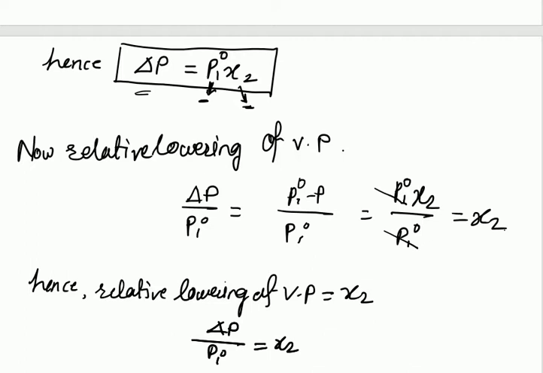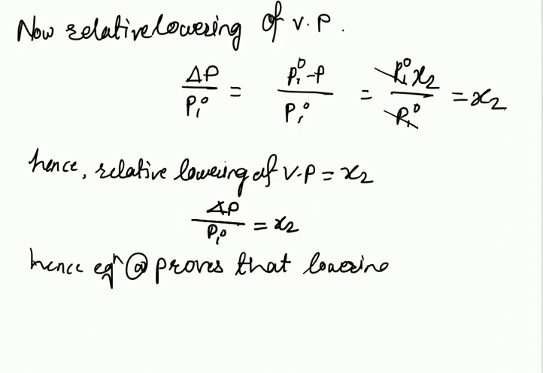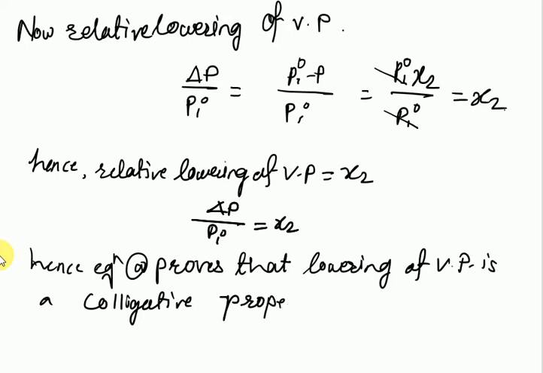Hence, equation A proves that the lowering of vapor pressure is a colligative property, because it depends on the concentration of non-volatile solute, that is X2.